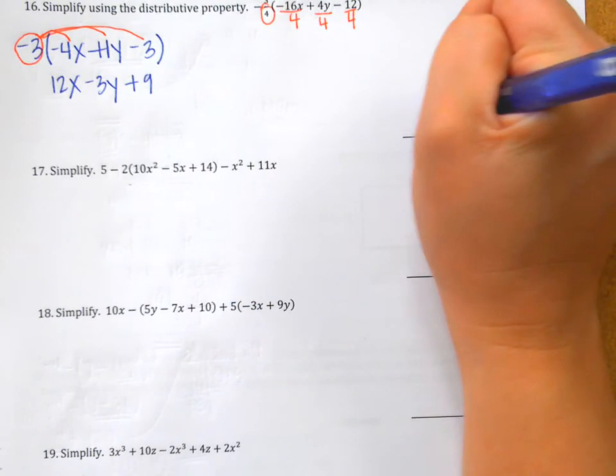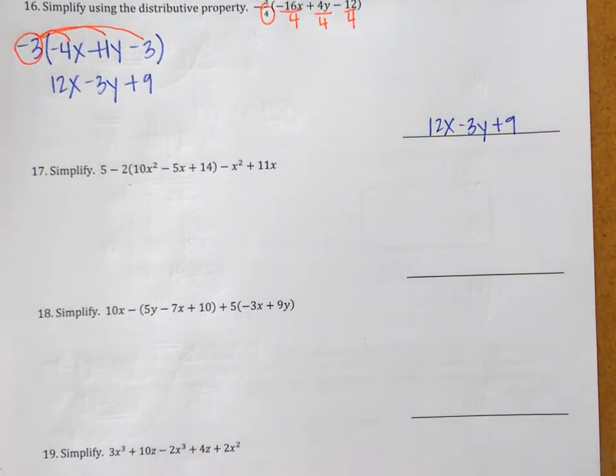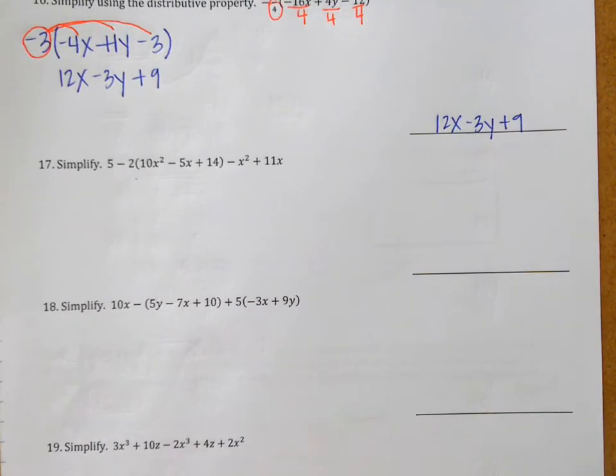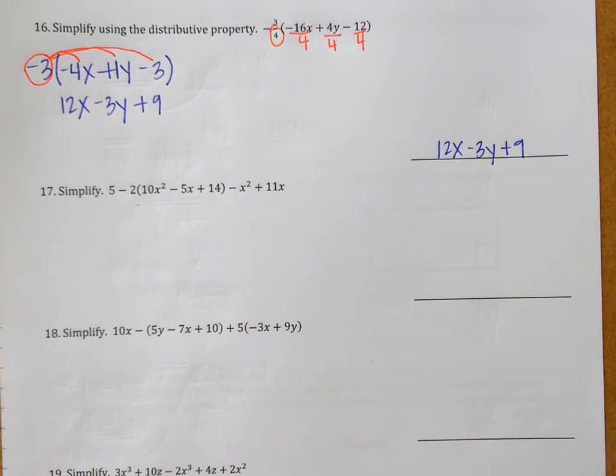So 12x minus 3y plus 9 is how you would write it in standard form. If you want to deal with it as a fraction like that, kind of splitting it up into two parts, I think that's the most straightforward. If you want to multiply it by negative 3/4, like negative 16 by negative 3/4, 4 times negative 3/4, negative 12 by negative 3/4, you can too, and you would get the same answer. So whatever you feel most comfortable with, do that.